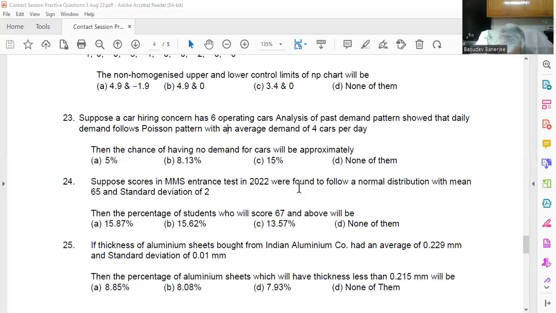Now I would request you to read the next page, 4.1.5 and 4.1.6. Some of you read that.